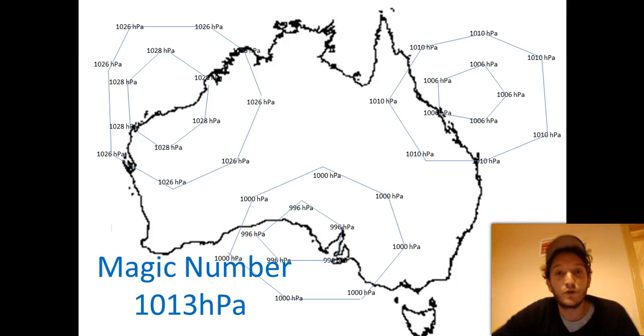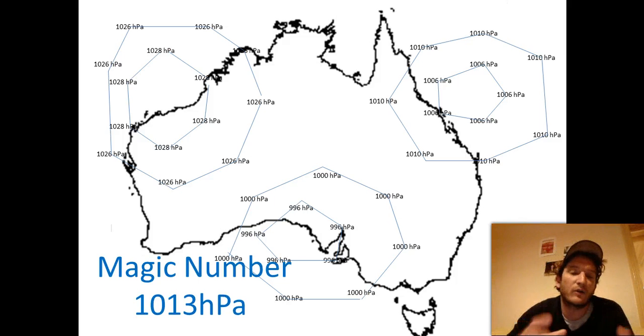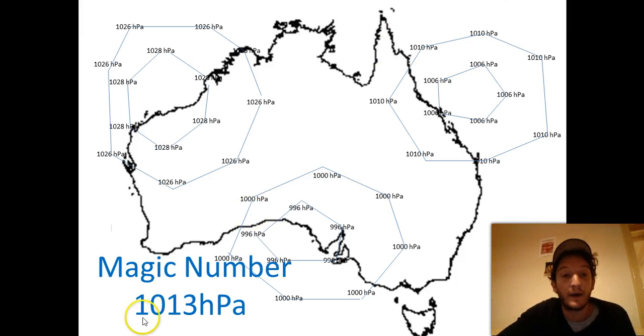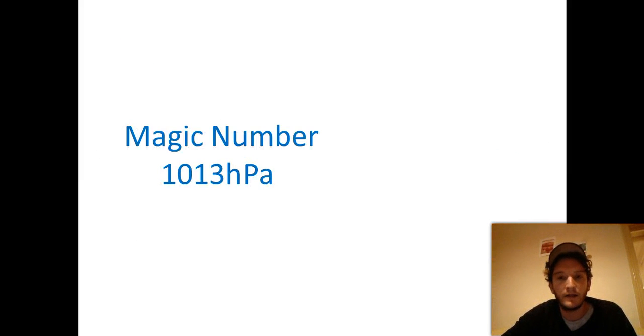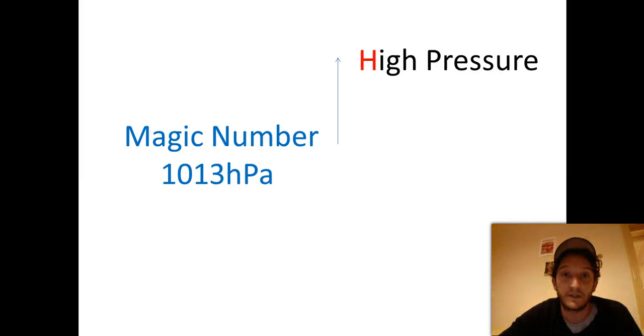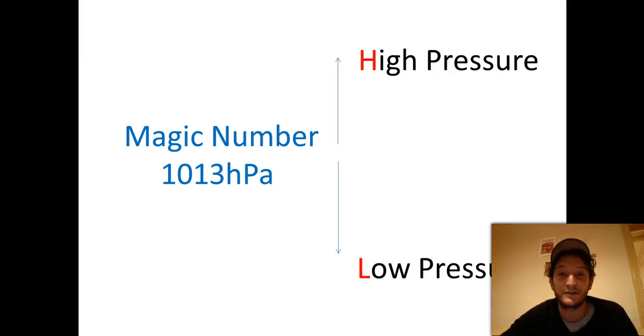Alright, now it's crucial that we understand the magic number. It's not called the magic number, I'm just calling it that to help you remember. But the important number is 1013 hPa, 1013 hectopascals. And the reason for that is because that's our center line. 1013 is really important. Anything above 1013 we refer to as a high pressure system. And anything below 1013 we refer to as a low pressure system.